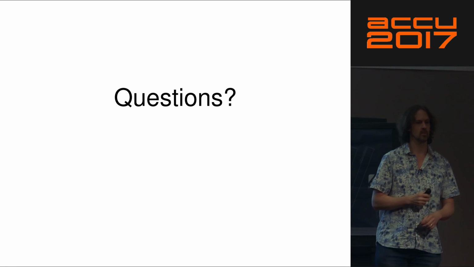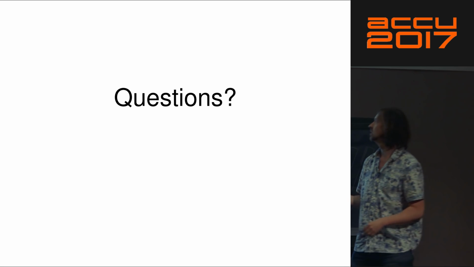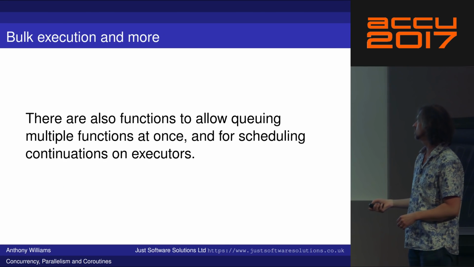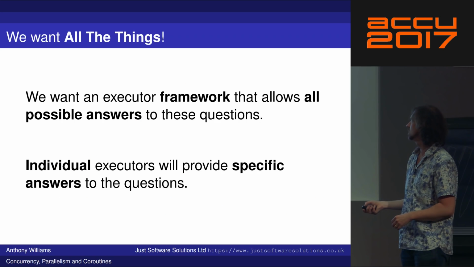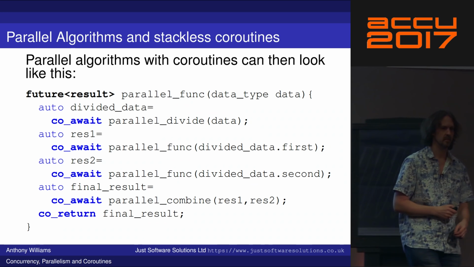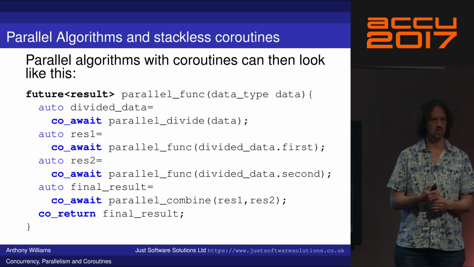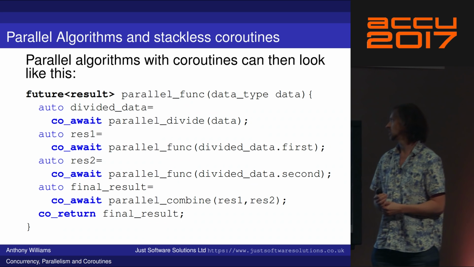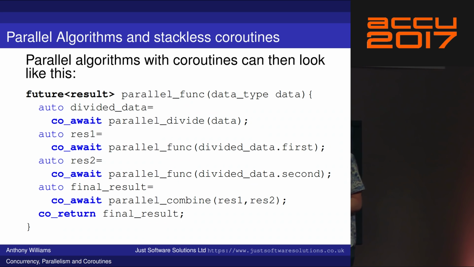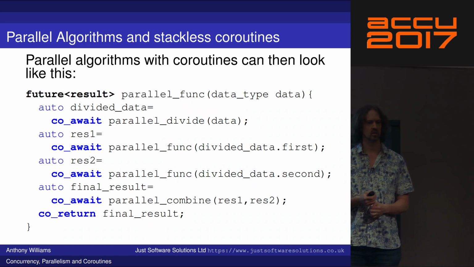Can you go back to the slide with the co_await chain? Yes? That one. So maybe I'm missing something, but does this allow res1 and res2 to be executed in parallel? So how does it actually build a dependency graph between them?